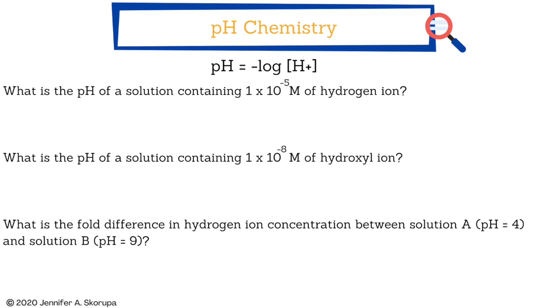For a little bit of practice, what is the pH of a solution containing 1 times 10 to the negative 5th molar of hydrogen ion? What is the pH of a solution containing 1 times 10 to the negative 8 molar hydroxyl ion? And what is the fold difference in hydrogen ion concentration between solution A, which has a pH of 4, and solution B, which has a pH of 9?